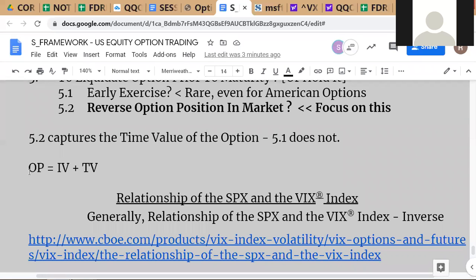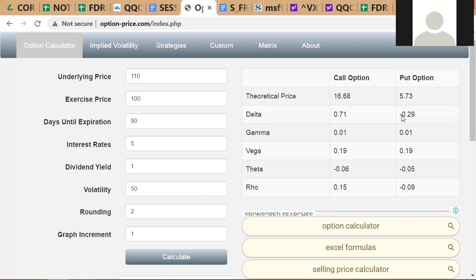You can see this in the market. You can calculate this because you know what option it is, 100 strike or 90 strike or whatever it is. You can see this in the market. You can calculate this, and so therefore the TV becomes OP minus IV. So in this case, OP minus IV gives you 6.66.